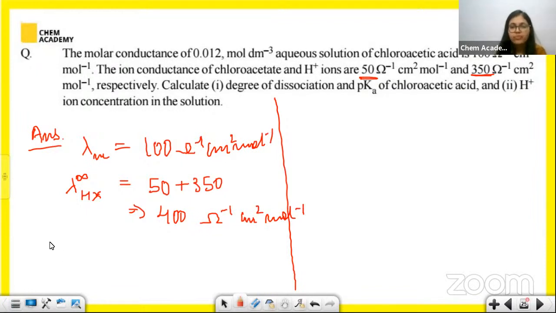So from here, first of all, what do we have to calculate? We have to calculate the degree of dissociation. The degree of dissociation is represented by alpha. So what is the formula for degree of dissociation?